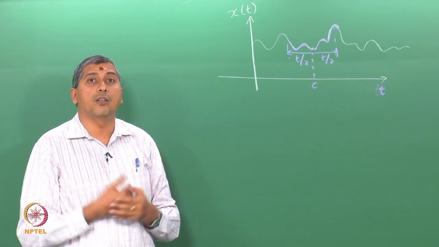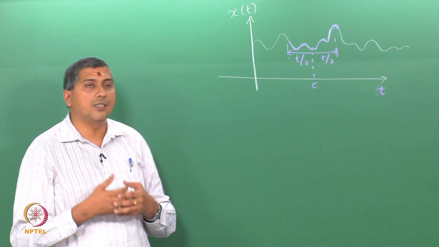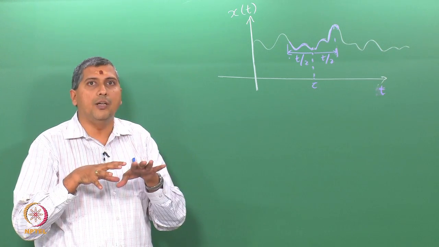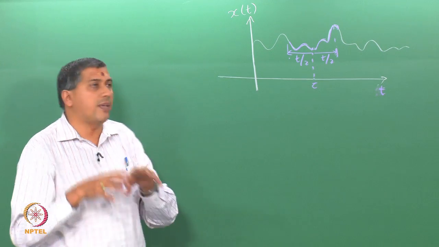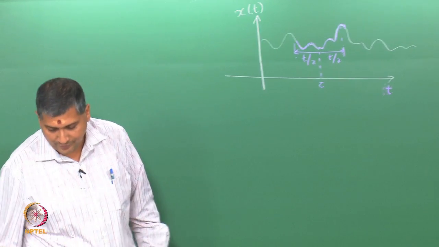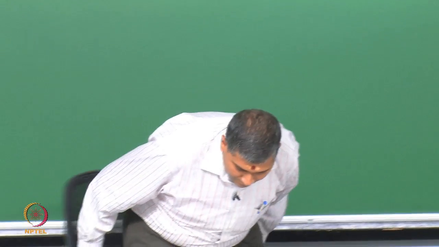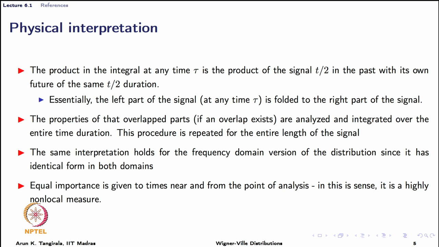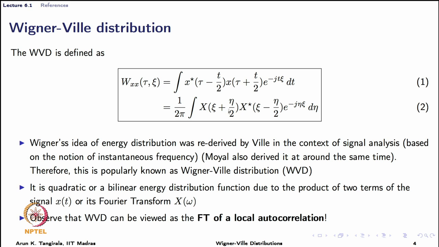Later on we will study what is known as a pseudo Wigner-Ville distribution, which applies a window on top of the Wigner-Ville distribution, so that the window function will give more importance to the segments closer to tau and less importance to the segments far away from tau. Okay. So, that is the physical interpretation that we have, and the same interpretations can be applied in the frequency domain as well. If you look at equation 2, the arguments are more or less the same.